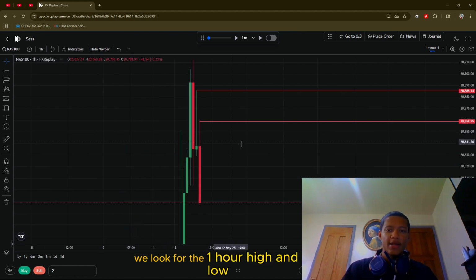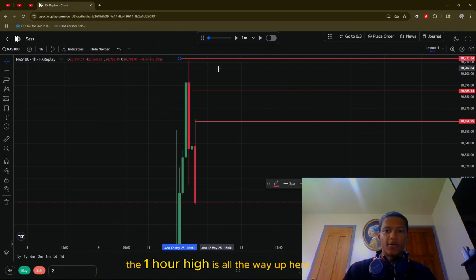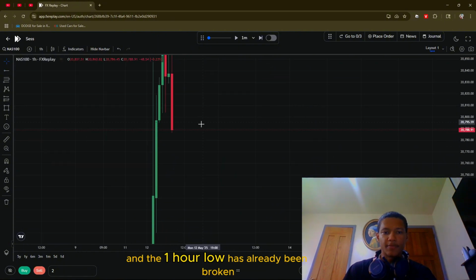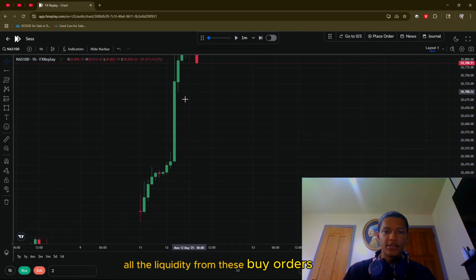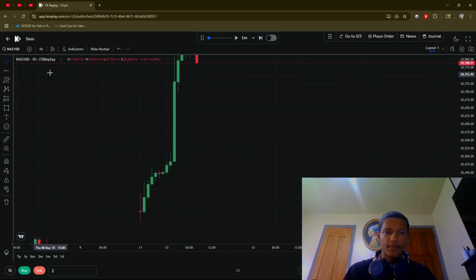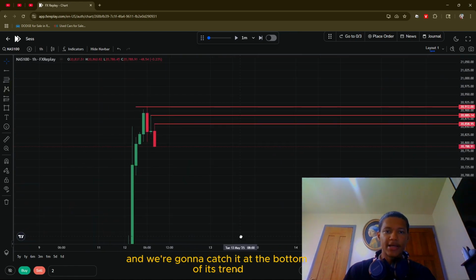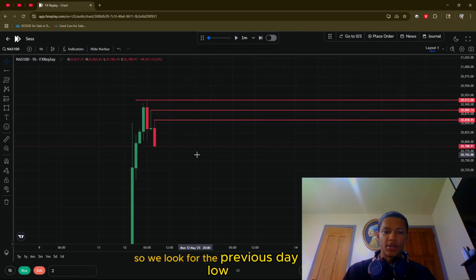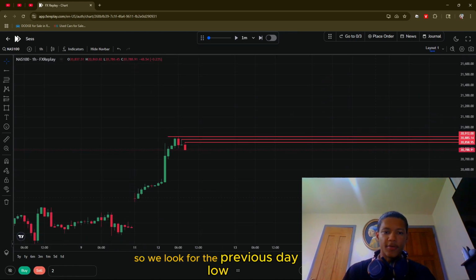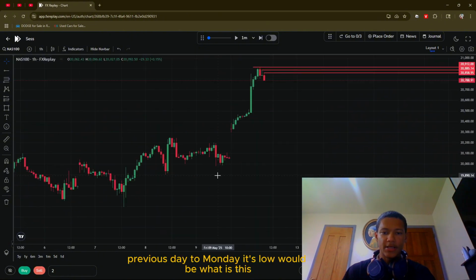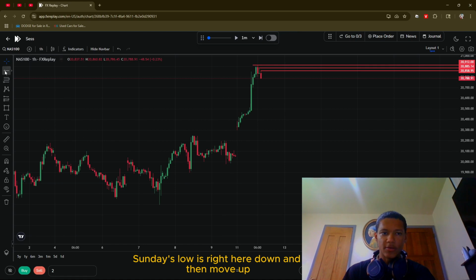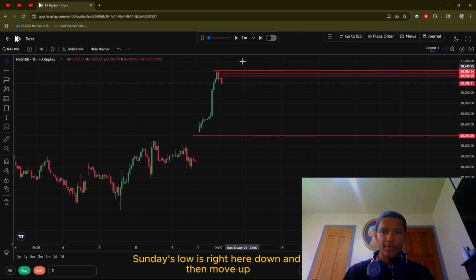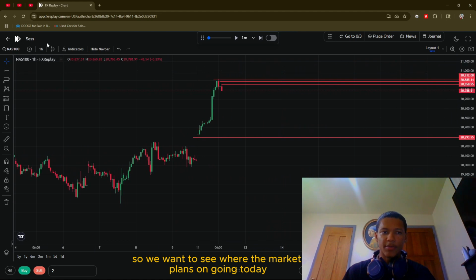We look for the 1 hour high and low. The 1 hour high is all the way up here, and the 1 hour low has already been broken. So, right now, it looks like the market wants to claim all the liquidity from these buy orders, and we're going to catch it at the bottom of its trend. So we look for the previous day low. Previous day to Monday, its low would be, what is this? This is the 12th. The 11th is Sunday. Sunday's low is right here. Down and move up. So we want to see where the market plans on going today.